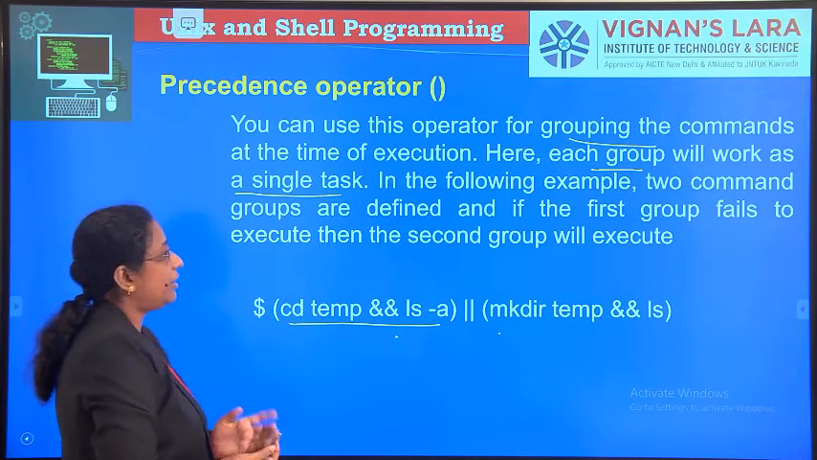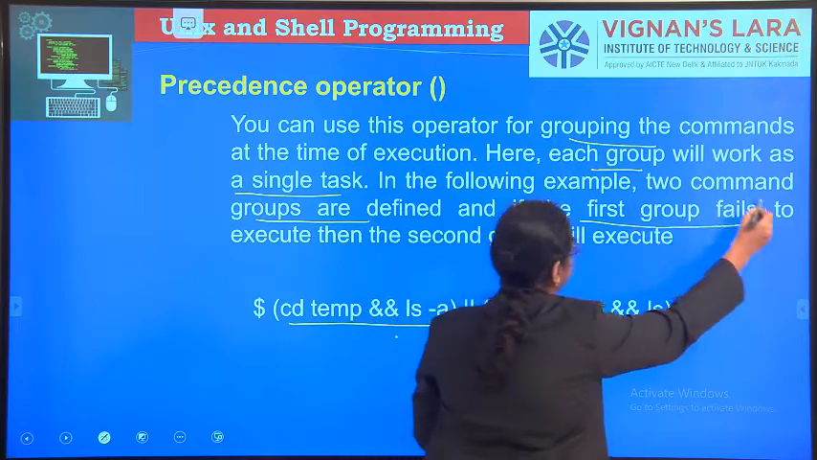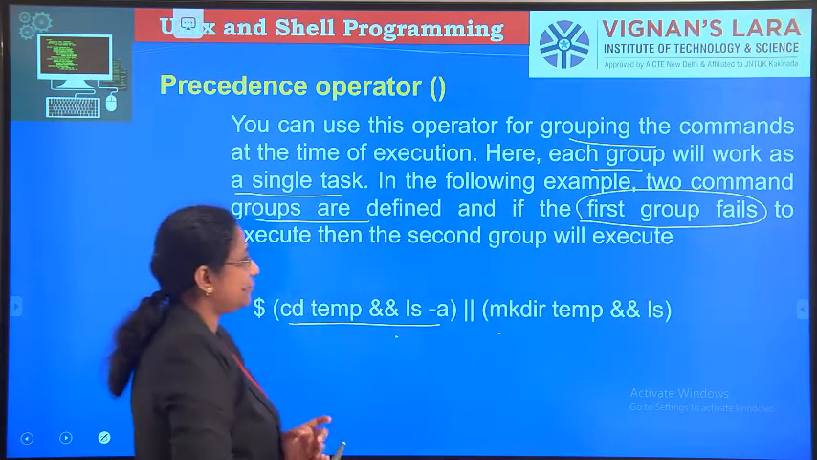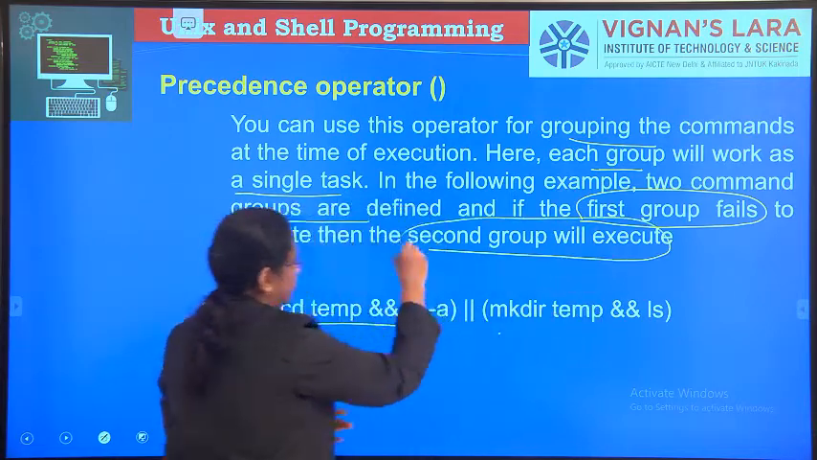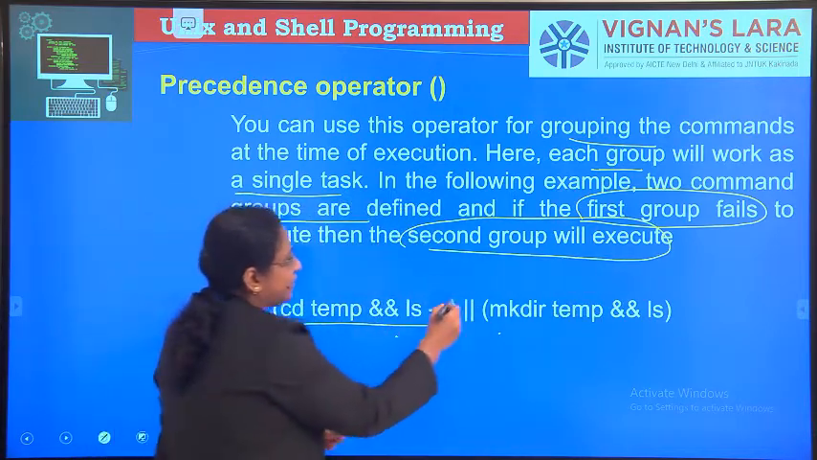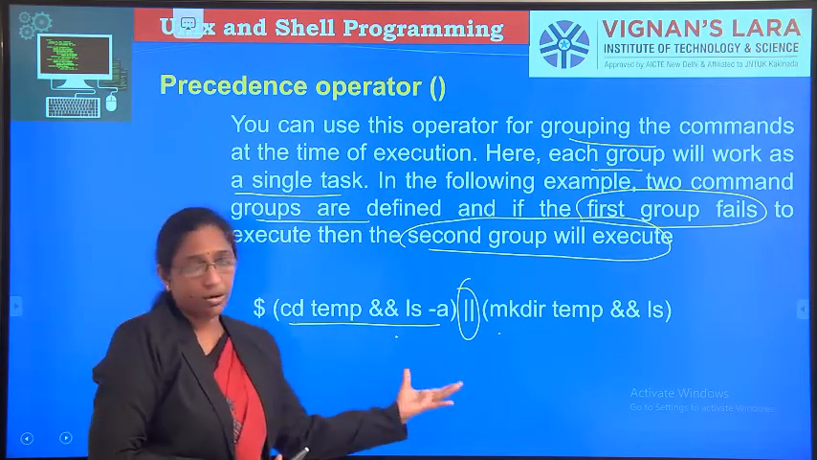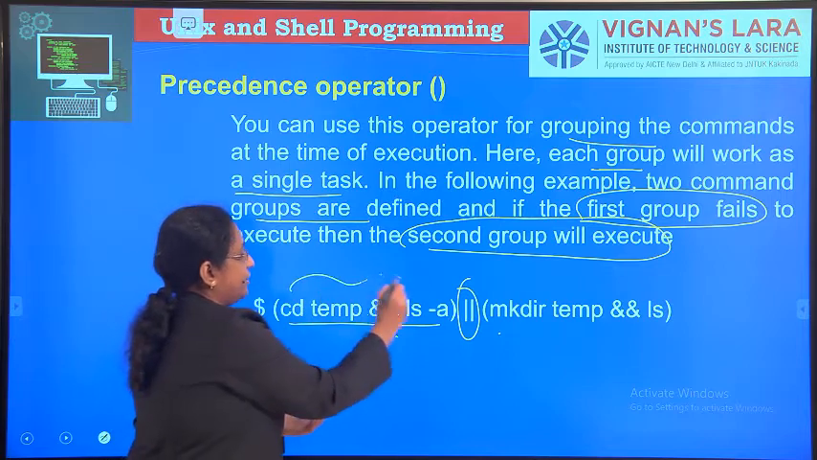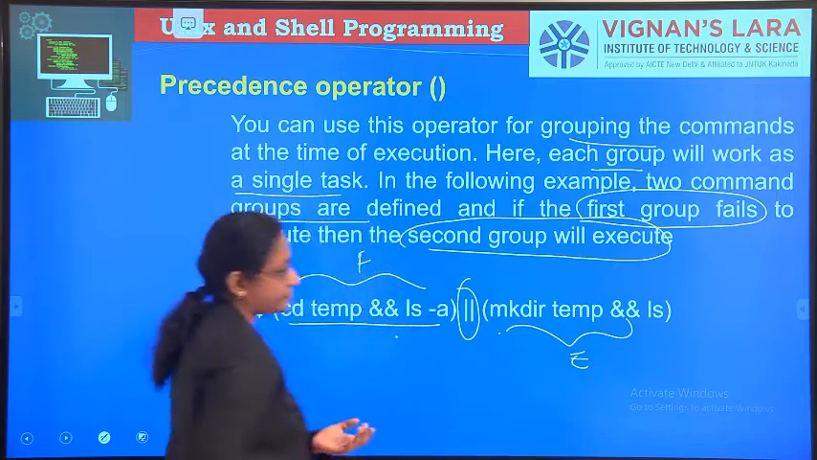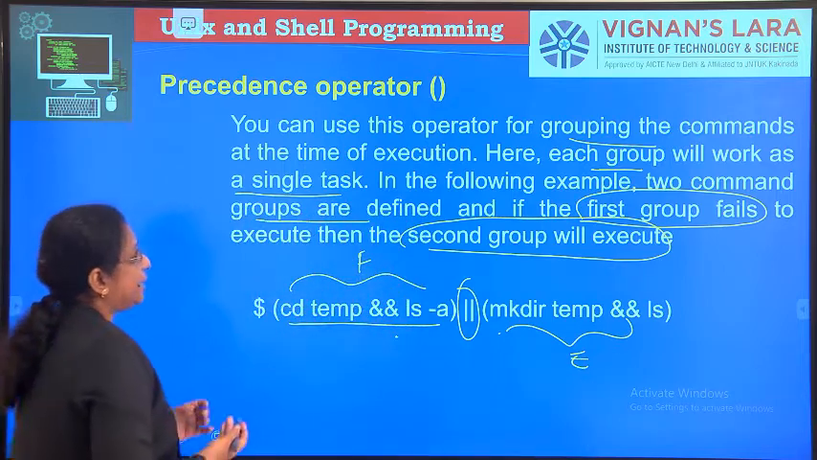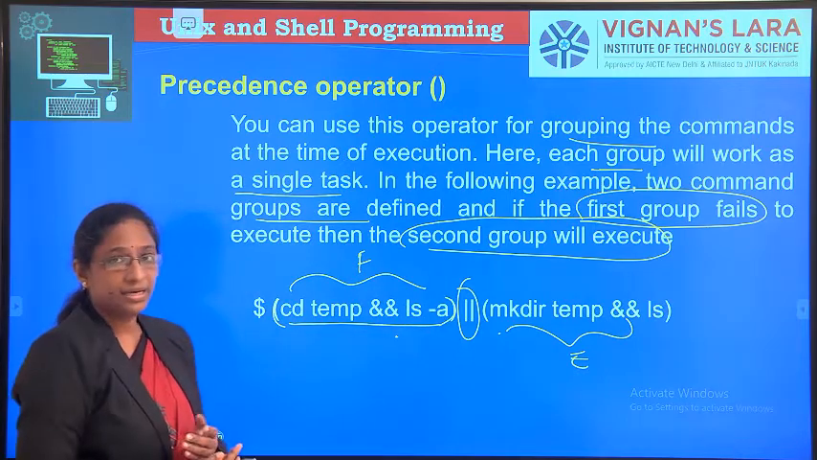In the following example, two groups are defined. If the first group fails to execute, then the second group will execute. Why? Because we have given the OR operation here. Since we have given the OR operation, if this group fails, then this will be executed. That is the precedence operator represented by braces, where we will be grouping the commands.